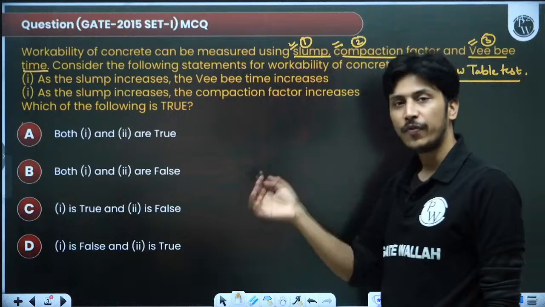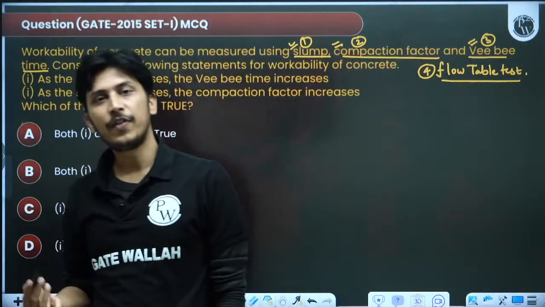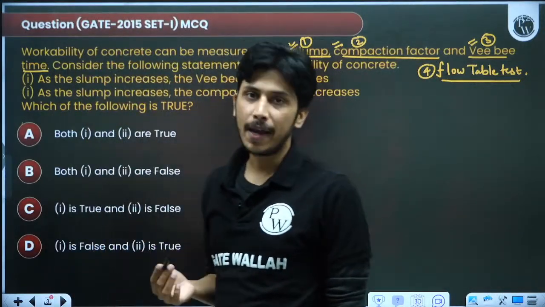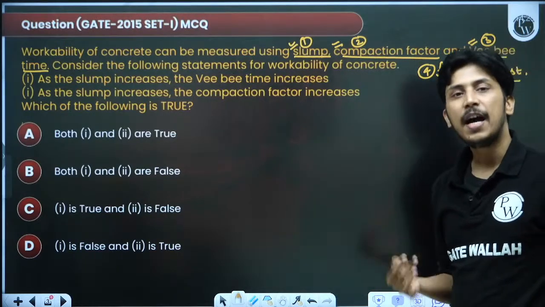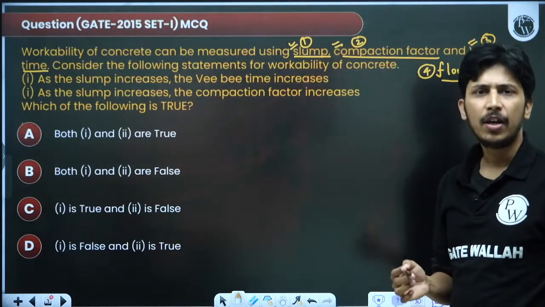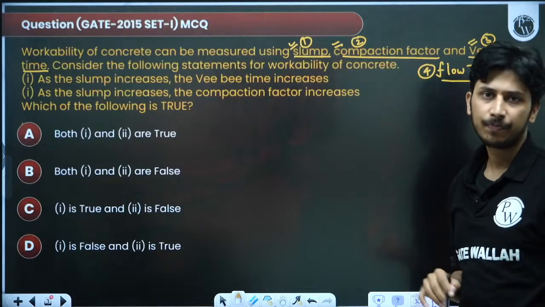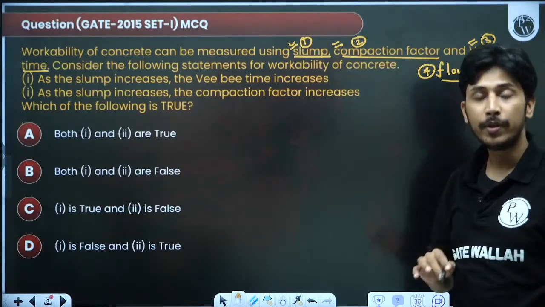Like 0 to 25, very low. 25 to 50, low. 50 to 80 or 50 to 100, medium. Then 80 to 150, or 100 to 150, high. Above 150, very high workability. Like slump value, you must know the range.